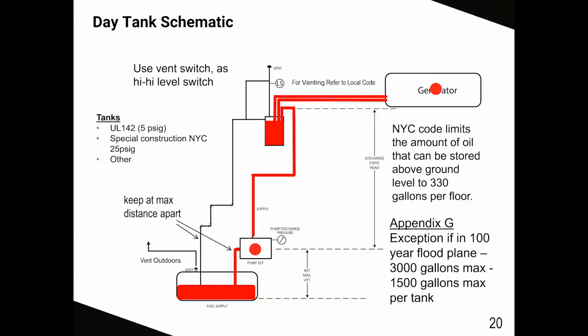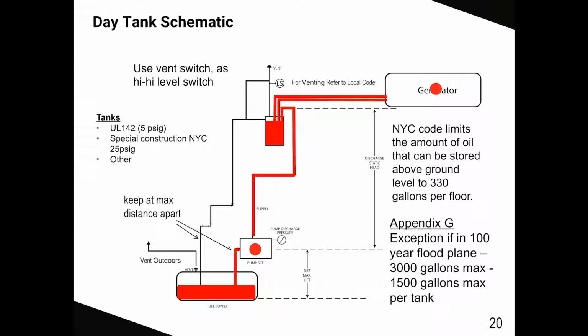The day tank must be vented locally to atmosphere, and you can install a T in the vent line and connect that line to the overflow line going back to the basement tank. We also recommend a switch in that vent line just in case the oil is going up that line. You'd like to know that's an issue.